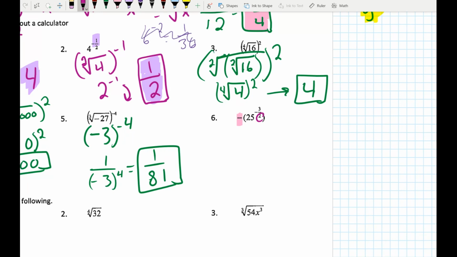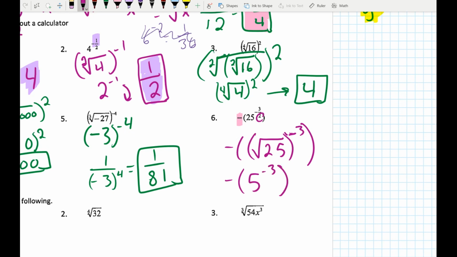So if I do that, it's negative, square root of 25, to the negative 3rd. I took that 2 in the denominator and made it the square root because I know what the square root of 25 is. The square root of 25 is just 5. Then I'm going to flip it upside down and cube it. So I end up with negative 1 over 5 cubed, or negative 1 over 125.